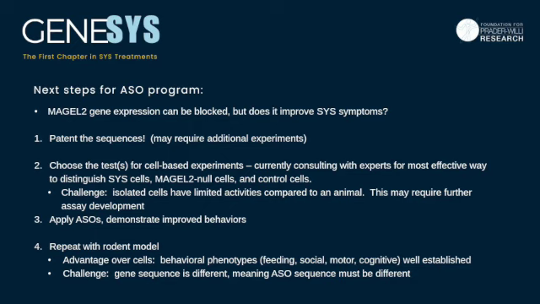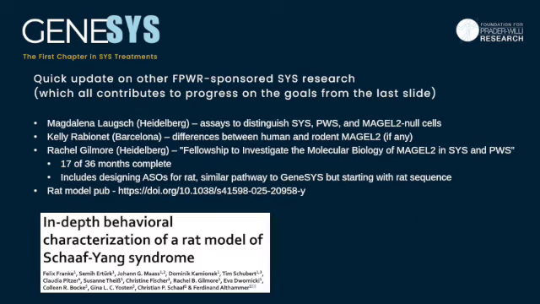The problem with going to a rodent is that the sequence of MAGEL2 is so different that we would have to redesign the ASOs and find sequences that are specific to the rat. So that's not necessarily something we want to do as an initial next step. We're going to continue working in cells first, but then in the future, when it's justified because the cells seem to be improving, we can move forward to the rodents.